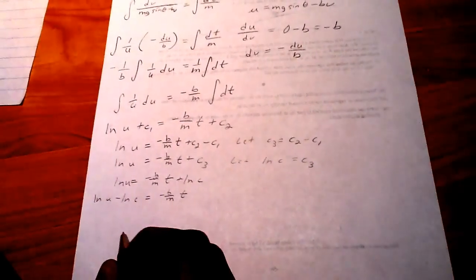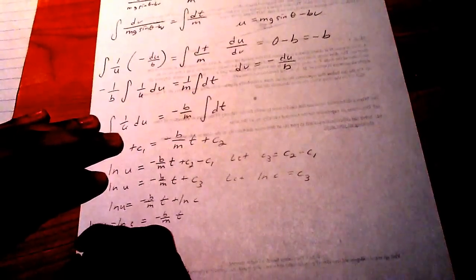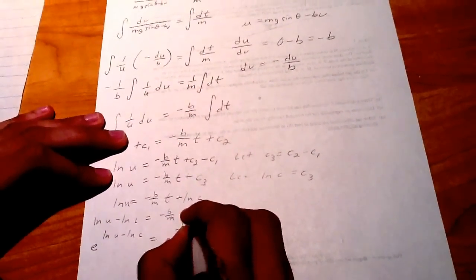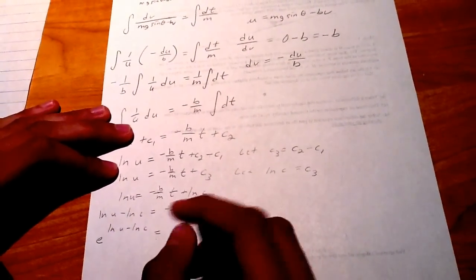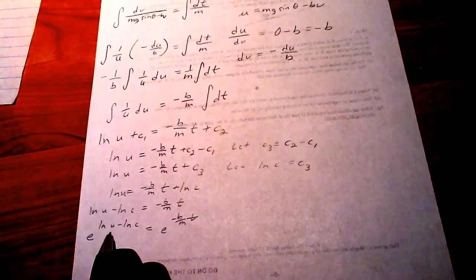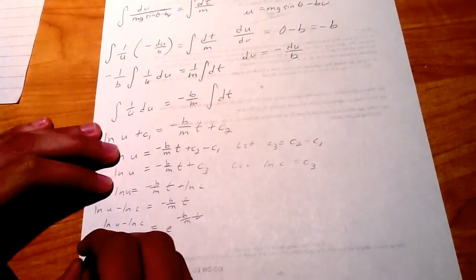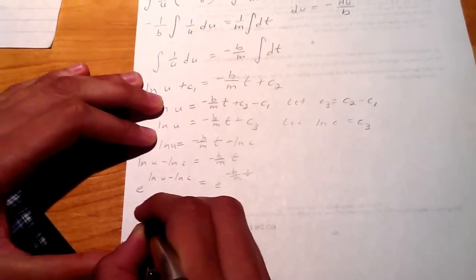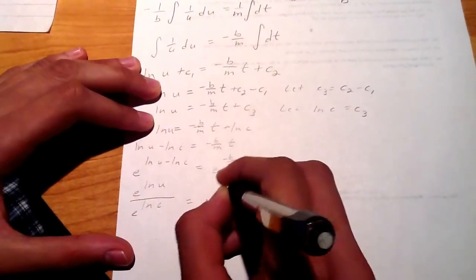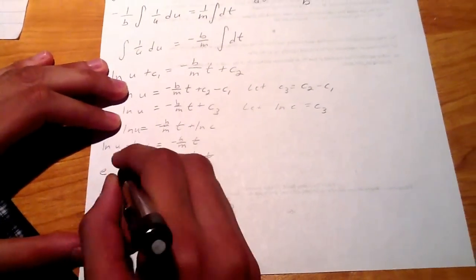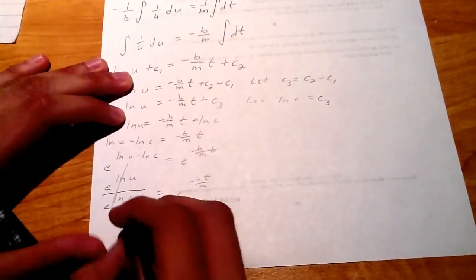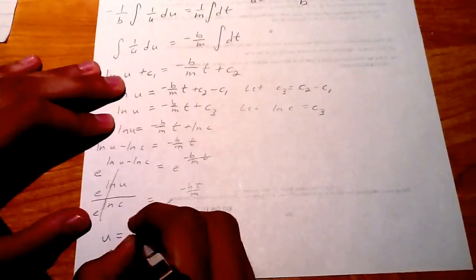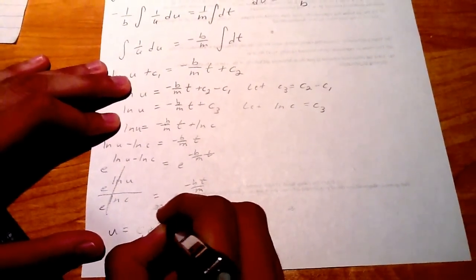Now you can raise both sides to the e. So e to the ln of u minus ln c equals e to the negative b over m t. Now when you're subtracting two lns in an exponent, you can do e to the first divided by e to the second one. Now these cancel out, and all you're left with is u over c, and you can multiply the c over. So you find out that u is equal to c e to the negative bt over m.